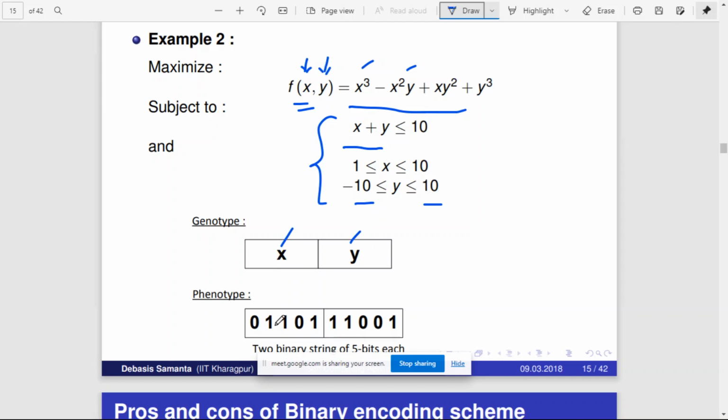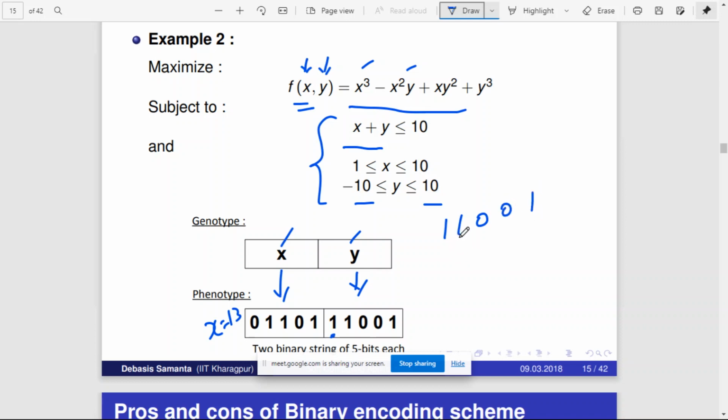And this may be one possible phenotype. We are taking x as one value, y as another value. So here x is again 13. x is equal to 13. This is the decimal equivalent of this binary value. For y, you can see this is a negative number. It may take negative values also. So I think this is represented in 2's complement. So again you take the 2's complement of this.